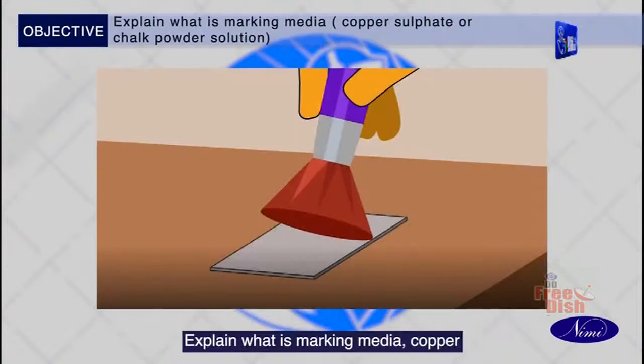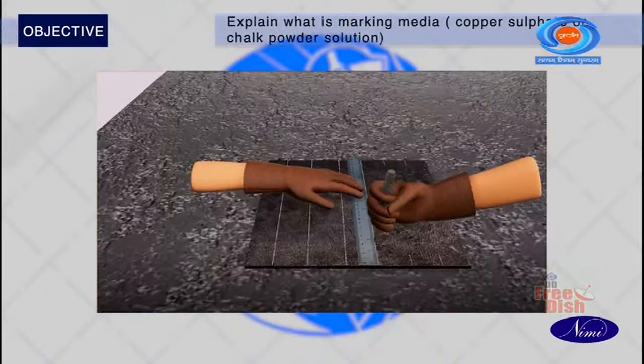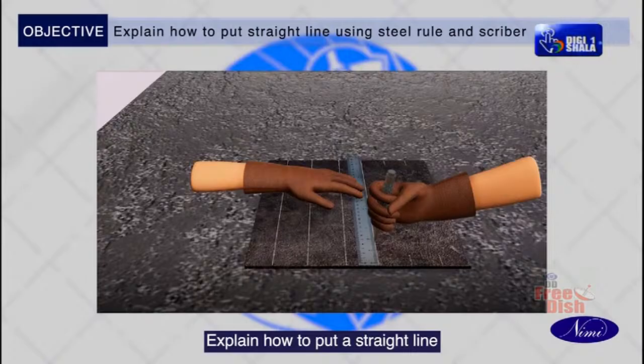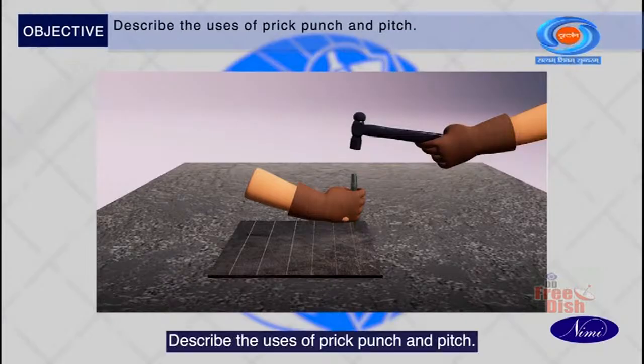Explain what is marking media, copper sulfate or chalk powder solution. Explain how to put a straight line using steel ruler and scriber. Describe the uses of prick punch and pitch.